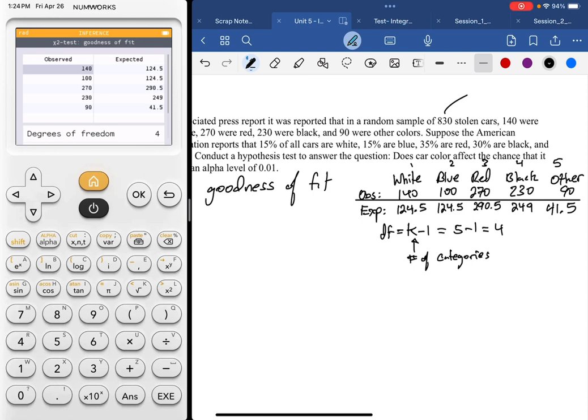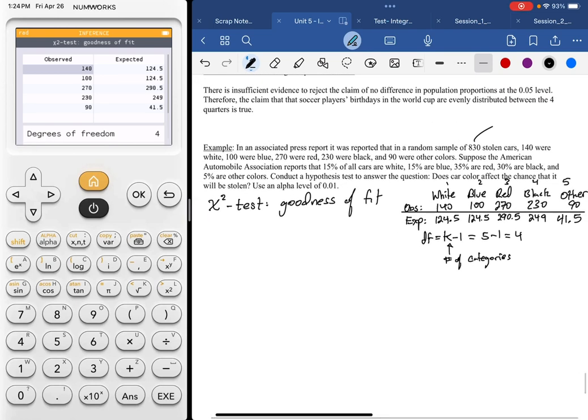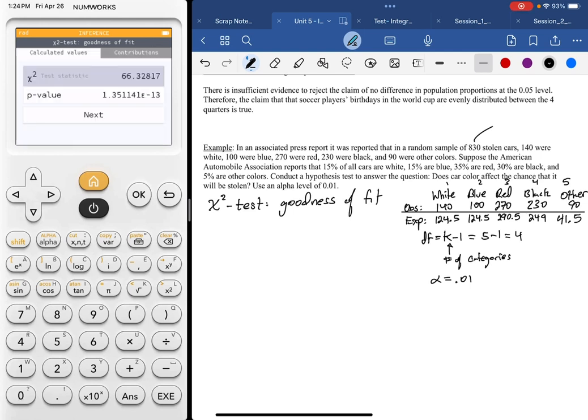Normally, degrees of freedom is n minus 1, number of items in the sample. Here, it's really number of samples, right? So it's kind of a little bit of a difference there, but it's not too far away that it would be completely foreign. They said to use a 0.01 level of significance, so alpha is 0.01. So I scroll down, pop in my 0.01, hit next, and it gives me a test statistic.